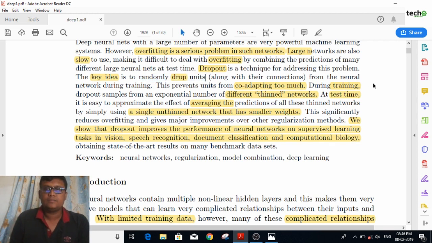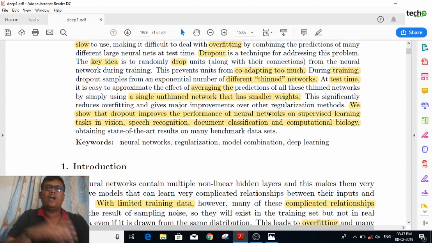At test time, the network is converted into a thinned network, and all the average predicted values of a single network are formed into thinned networks which have very small weights. So that is what is given here. So it is an adoption of the dropout technique in order to reduce overfitting. So this is one of the solutions.